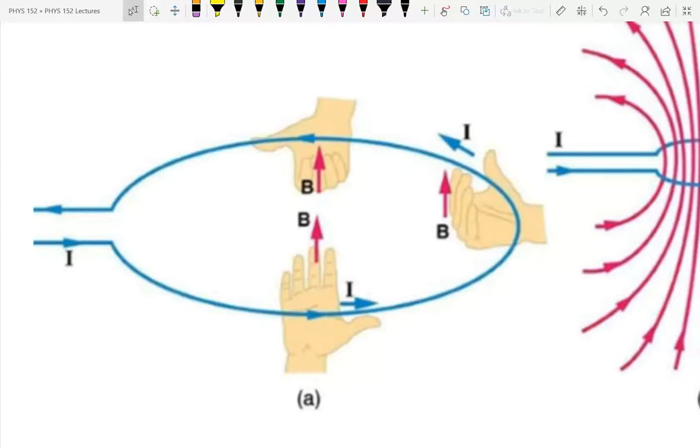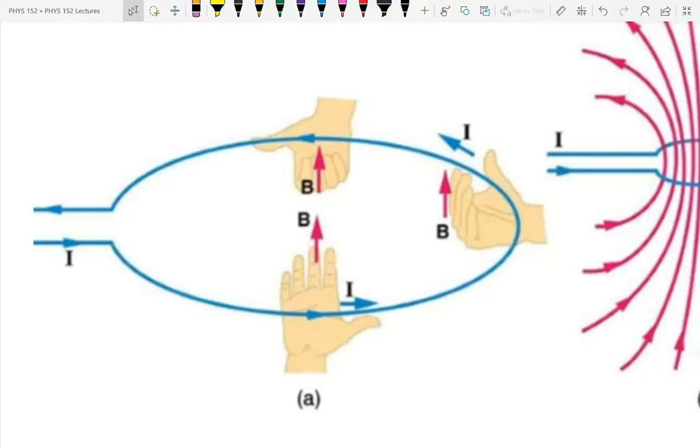And so if I have the current going in this loop like this, I'm going to first take a hand. Which hand should I use? The right one. And I'm going to point my thumb in the direction the current is going. So the current's going like this. And on the inside, what direction are my fingers pointing? They're pointing toward me, away from you.